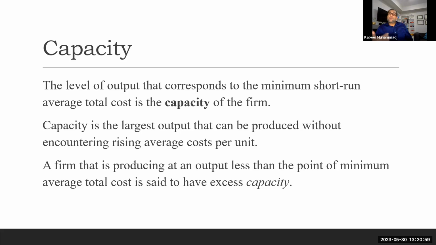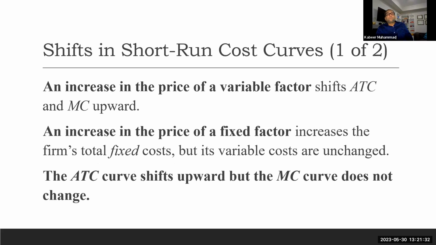Now there's an issue of capacity. Why? Because what we have discussed so far is that other factors are fixed and one factor is variable. So the level of output that corresponds to the minimum short-run average total cost is the capacity of the firm. Capacity is the largest output that can be produced without encountering a rising average cost per unit. So a firm that is producing an output less than the point of minimum average total cost is said to have excess capacity, because it is not producing at the minimum average total cost.